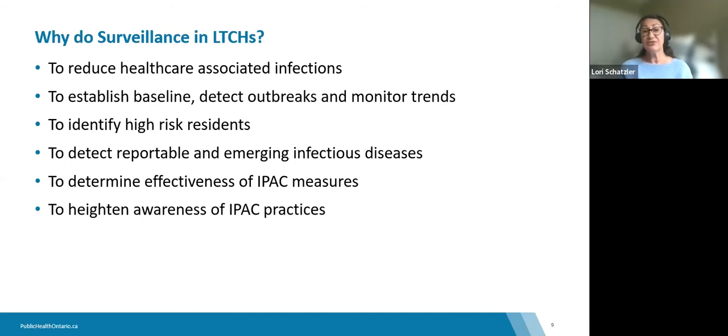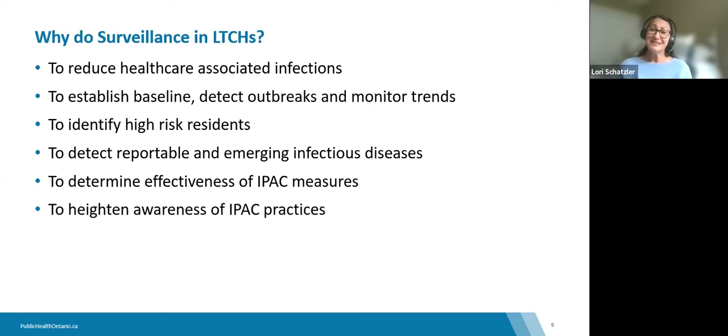And you're also able to detect your diseases of public health significance that you would be required to report to your local public health unit medical officer of health, and detect any emerging infectious diseases, anything new that we're seeing in your community that now you want to be monitoring and surveilling within your facility. And the other two things that are pretty neat is more of the prevention side of IPAC, and that's really seeing the effectiveness of IPAC measures. So you're able to have a baseline and then put improvement measures in place so that you can see improvements and improved outcomes, and you'll have data to support this.